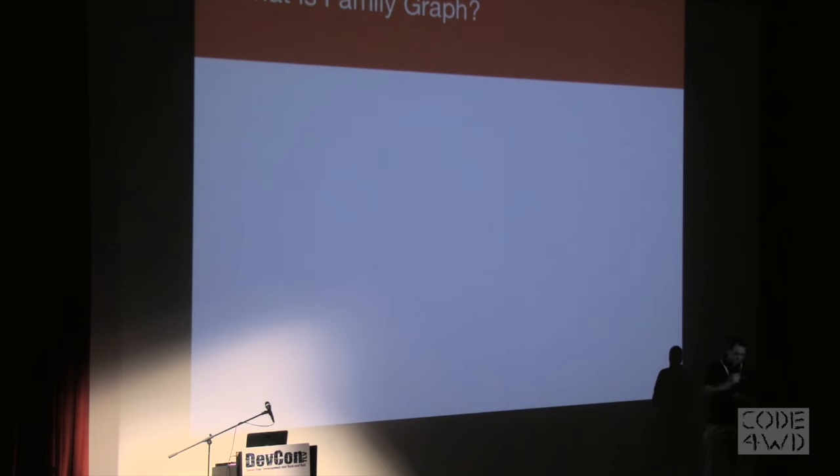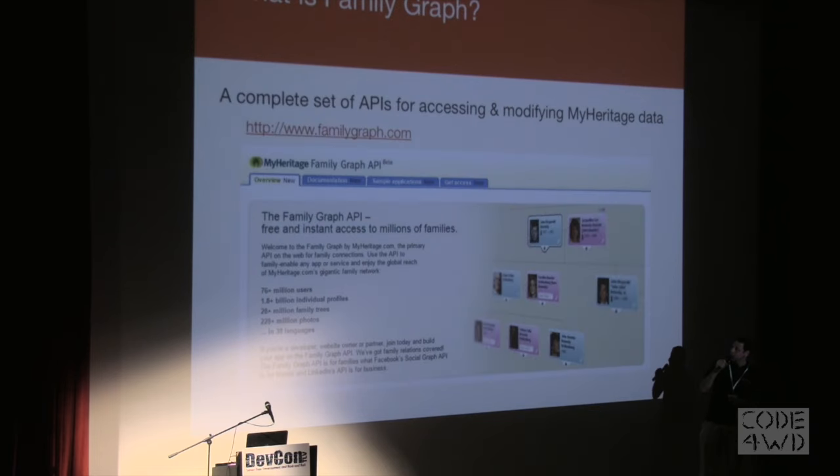Okay, so what is FamilyGraph? FamilyGraph is a complete set of API tools that we use both internally and externally to access all the data within the company. So we're using it both to access the data and to modify it. Everything is available through this portal, familygraph.com, which provides all the information about this API documentation. Feel free to go into it later on.